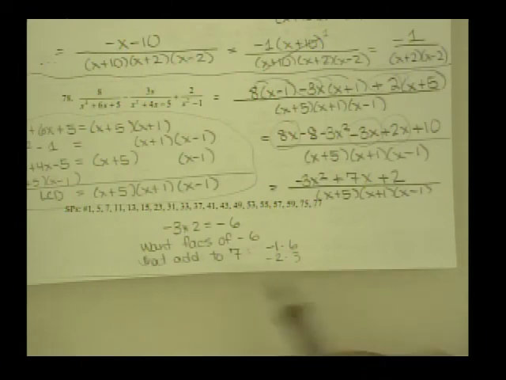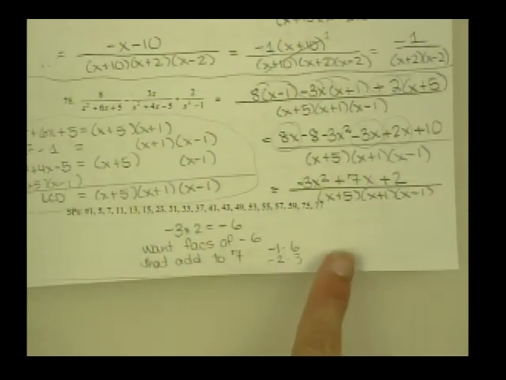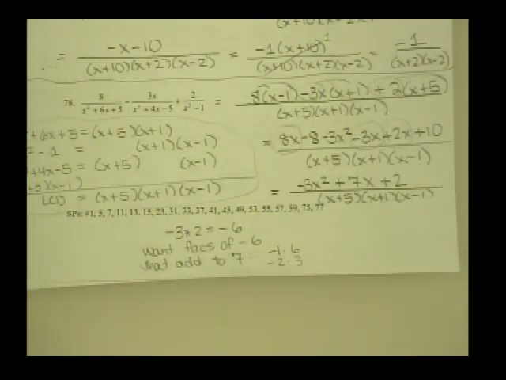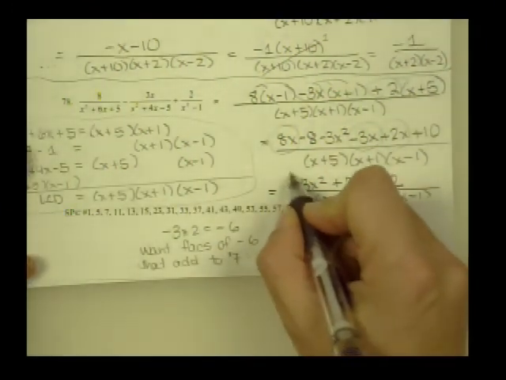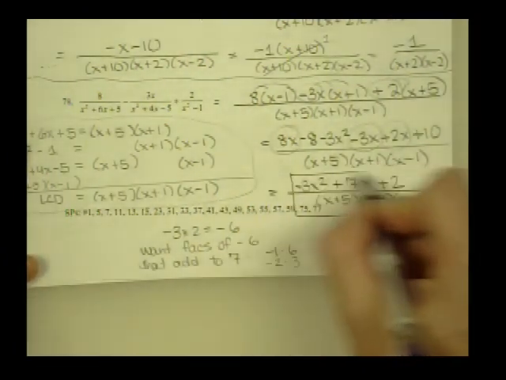No. It would only work if we wanted factors of positive 6, right? Because then we could use negative 1 and negative 6, or positive 1 and positive 6, and they would add up to 7, but not when it's negative 6. Okay. So we can't simplify at all since we can't factor the top. So that's our final answer.